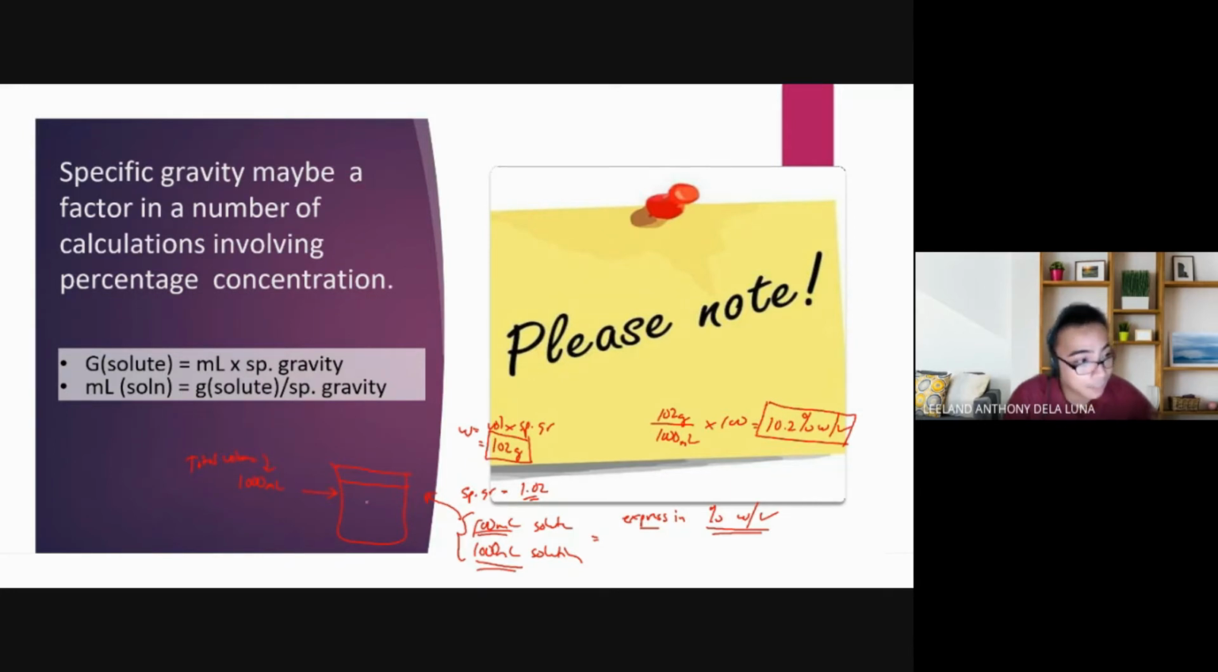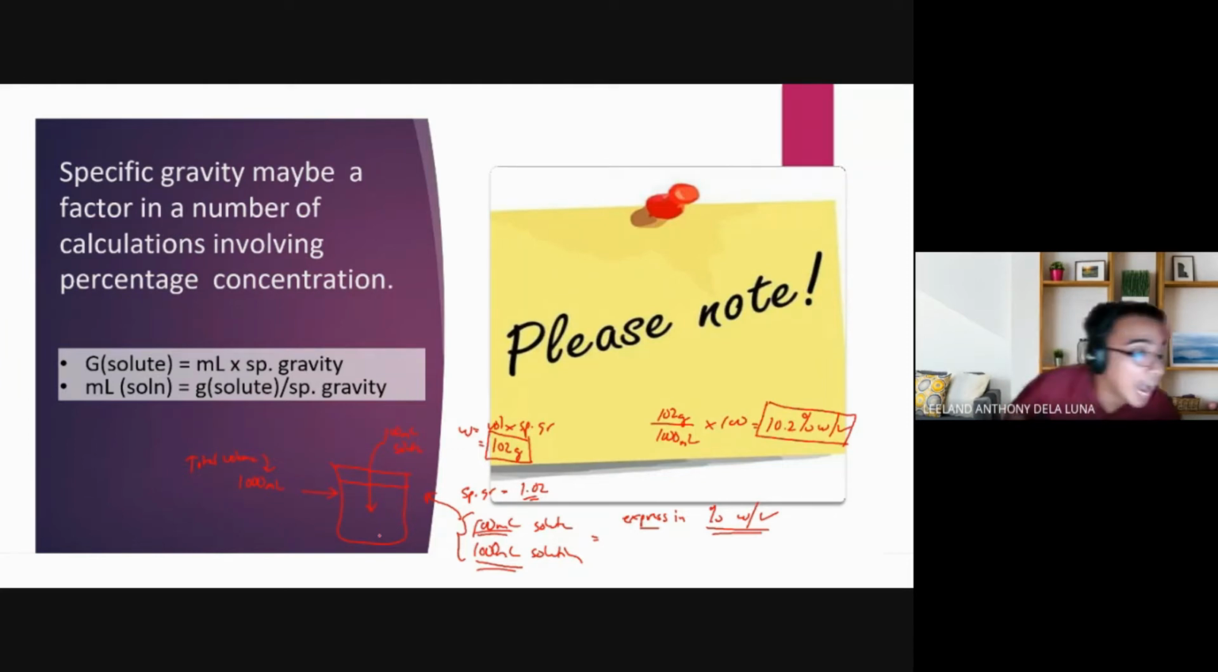Okay, would be 1,000 ml. Then within this 1,000 ml, you have 100 ml of solute, correct? Okay, basta 100 ml solute, nilagay ko diyan. Tapos ang total volume nito is 1,000 ml. Okay, the total volume is 1,000 ml.